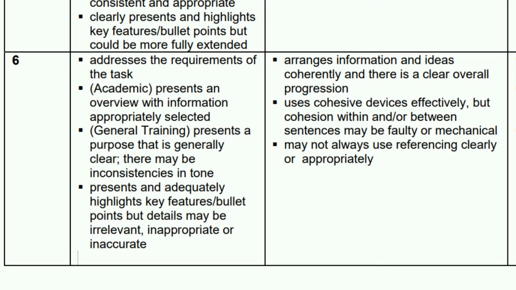For getting a band 6 for coherence and cohesion, you should arrange information and ideas coherently, and there is a clear overall progression. Use cohesive devices effectively, but cohesion within or between sentences can be faulty or mechanical. May not always use referencing clearly or appropriately.